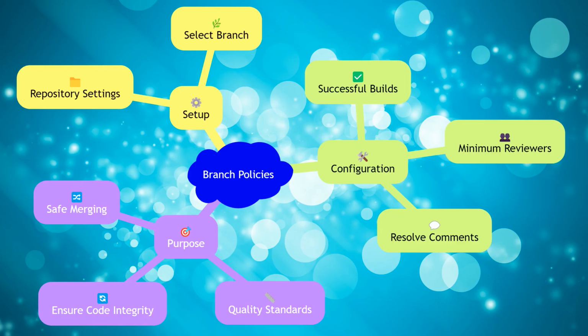To set up branch policies, navigate to your repository settings and select the branch you want to protect. From there, you can configure various policies such as requiring a minimum number of reviewers, enforcing successful builds, and ensuring that all comments are resolved before merging. These settings help ensure that the code meets the team's quality standards before it gets merged into the main branch.